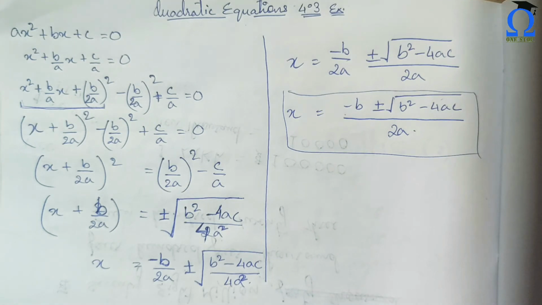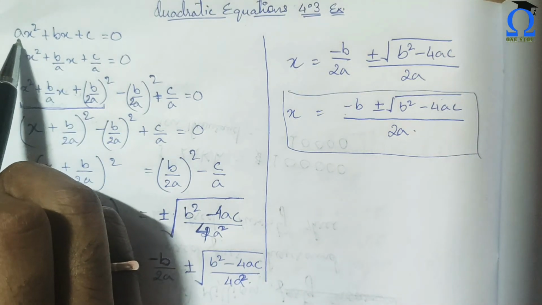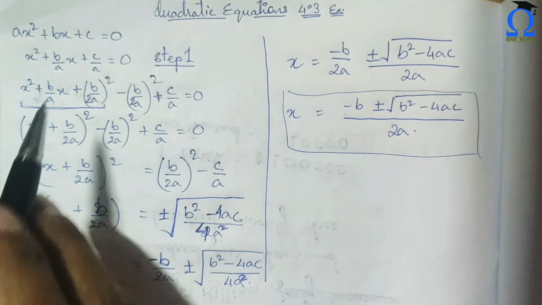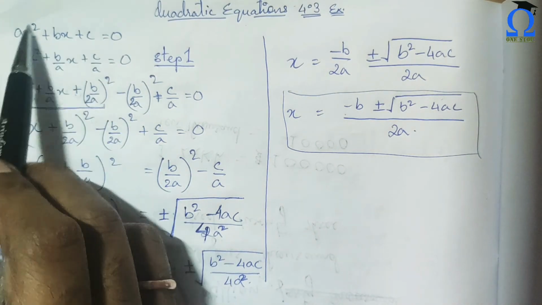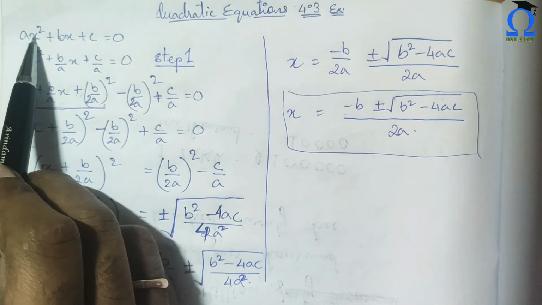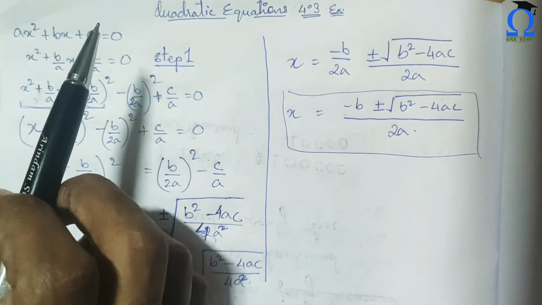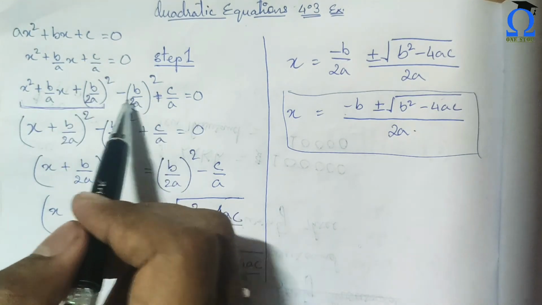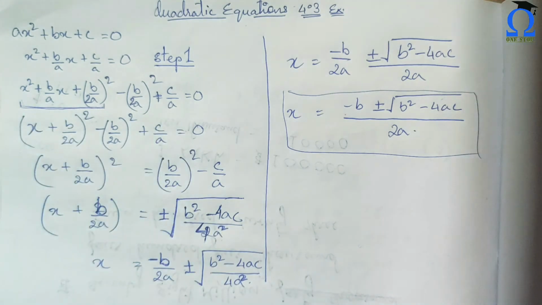Let me revise once again. First of all, what we have done is divide by a. So that is our step 1, in which we have to divide the equation by the coefficient of x square here. Understood? Whatever the value of a would be. And then we will try to make this a perfect square, using the identity of a perfect square, that is (a + b) whole square. And that is our step 2.